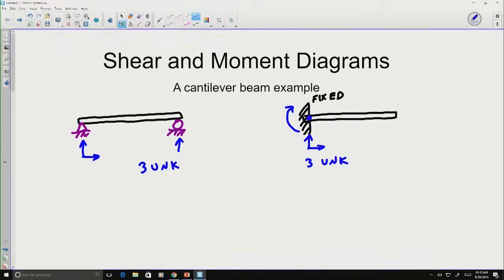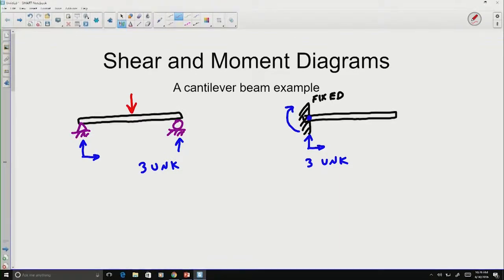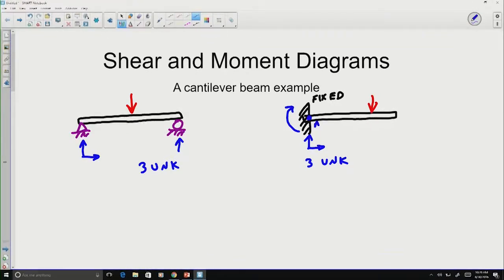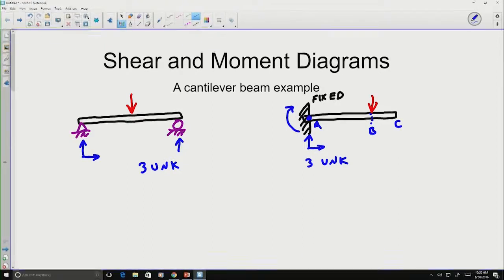So in a previous video, we had an opportunity to consider what happened when we loaded a simply supported beam. Let's consider what's going to happen to our internal forces when we load a cantilever beam. So let me put a little bit more data on this cantilever beam. Let's call this point on the far left point A. We'll call the application point point B, and the point on the far right we'll call point C.